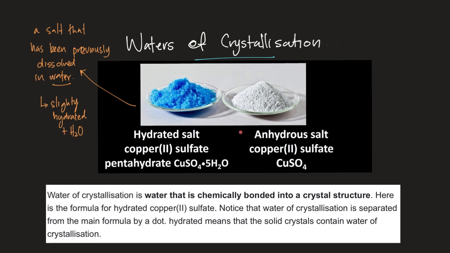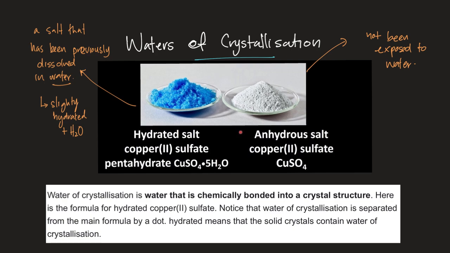An anhydrous salt, however, has not been exposed to water in any form. So look at the colors. Both are copper sulfate, copper 2 sulfate. The one is copper 2 sulfate pentahydrate, and the other one is just copper 2 sulfate. You can see the difference in the type of crystals you have. The hydrated salt is blue in color and has a rough consistency, and the anhydrous salt, copper 2 sulfate, is white and has a powdery kind of consistency.